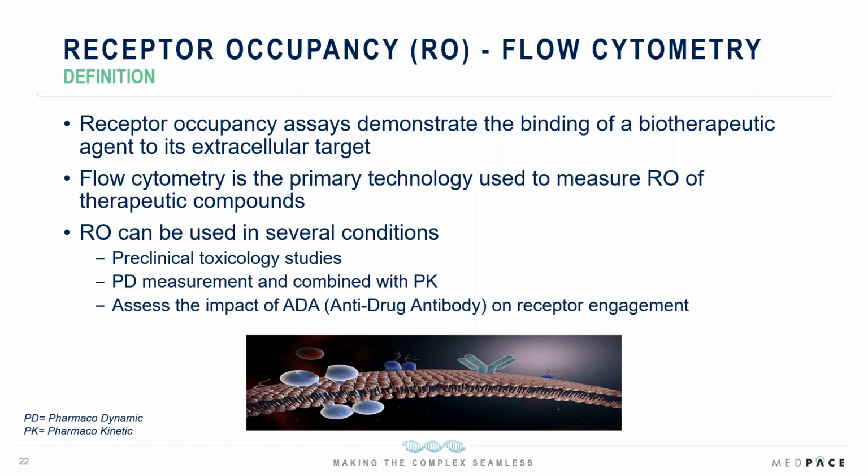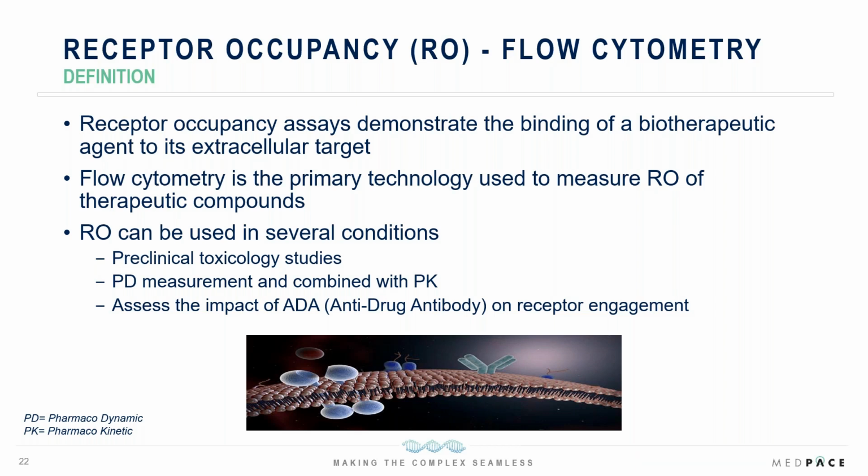So when can receptor occupancy be used? We can use receptor occupancy in preclinical toxicology studies in order to confirm the target engagement in xenogeneic species. We can use receptor occupancy as well in PD, pharmacodynamic, and PK, pharmacokinetic, measurements to optimize clinical trial design and to guide the dose selection. This is actually what we are doing at Medpace with several sponsors, and Andre will discuss this further in the last part of this webinar.